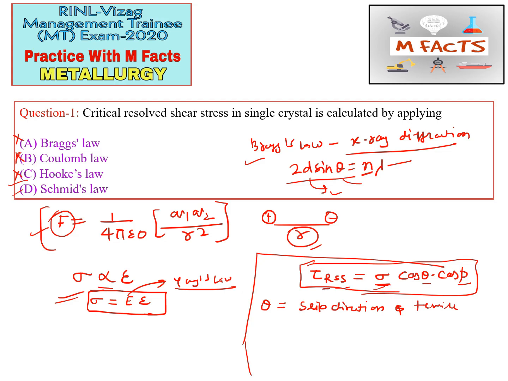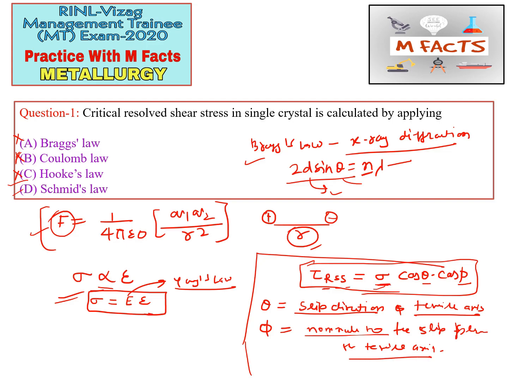Okay, so this is the angle theta, and phi is basically the angle between the normal to the slip plane and the tensile axis. The tensile axis is common in both cases. So this angle is between the slip direction and the tensile axis, and this is the angle between the normal to the slip plane and the tensile axis.